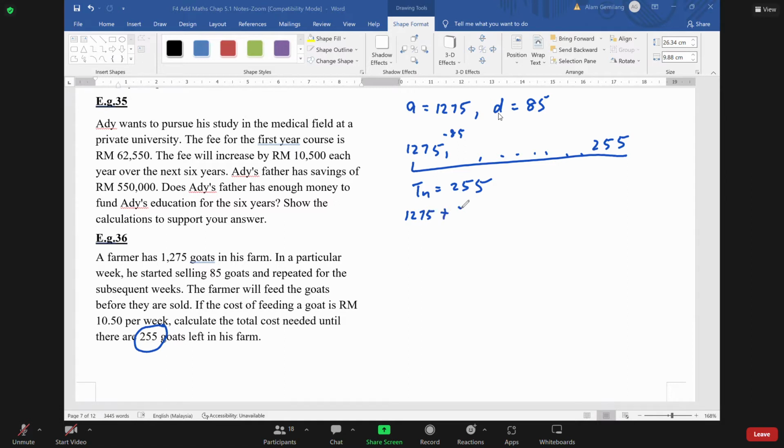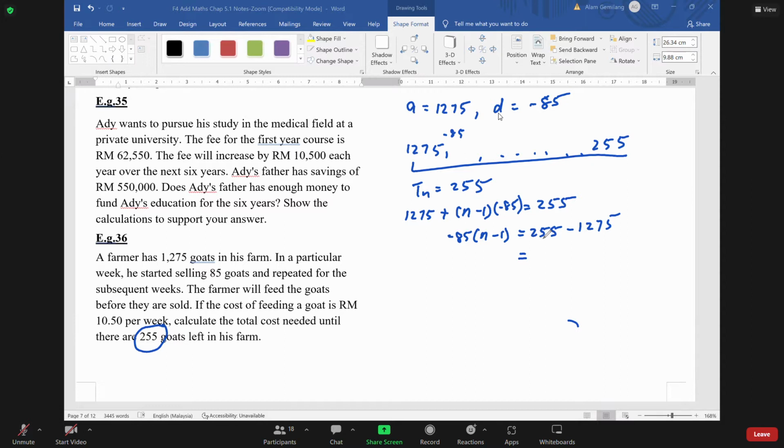So 1275 plus n minus 1 d, where d is 85, equals 255. Sorry, the d is reducing, so negative 85. So you bring it over: negative 85 times n minus 1 is equal to 255 minus 1275. Okay? So what do you get? What is 255 minus 1275?